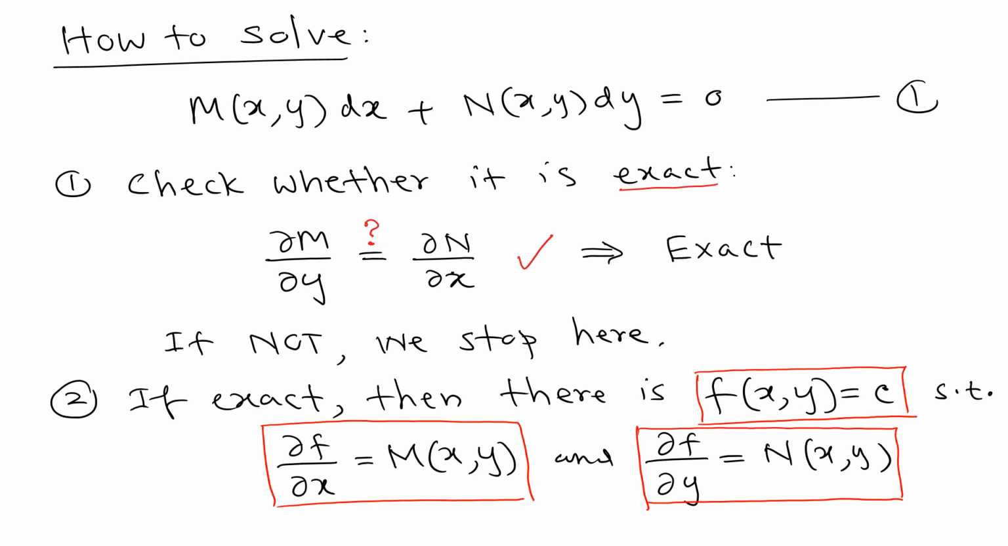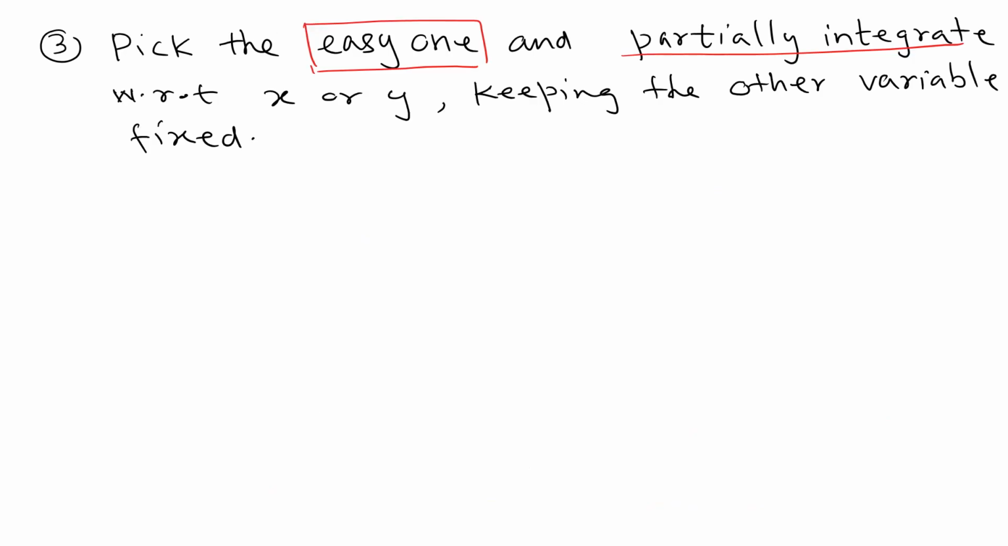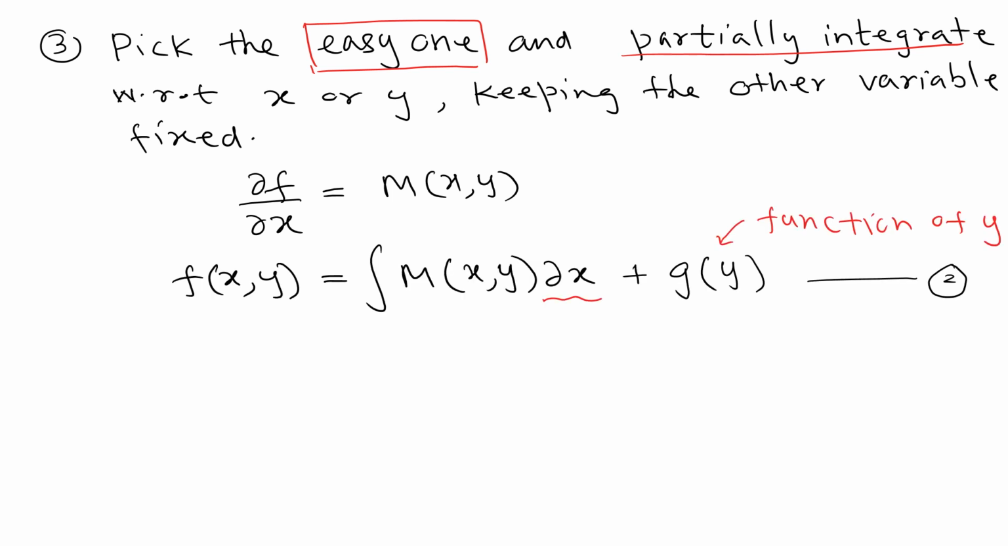So we pick the easy one and partially integrate with respect to x or y, depending on which one you picked, keeping the other variable fixed. That's why we call it a partial integration. It's not a real integration, it's a partial integration. So let's do that. Let's say we pick the first one, partial f over partial x equals M. Then since it's x, we do a partial integration with respect to x.